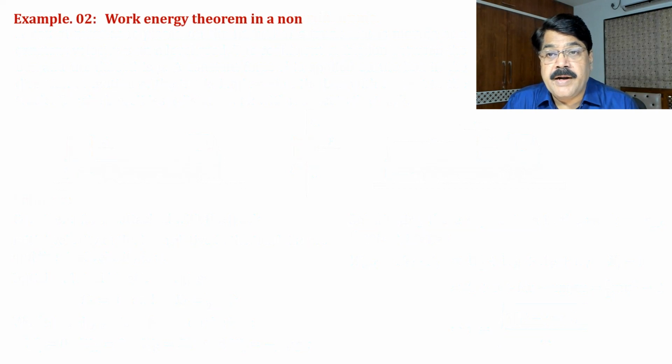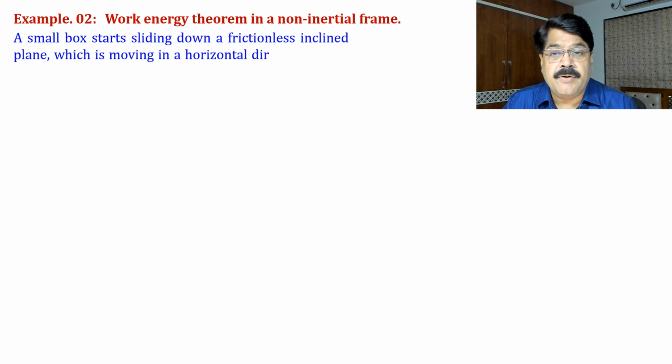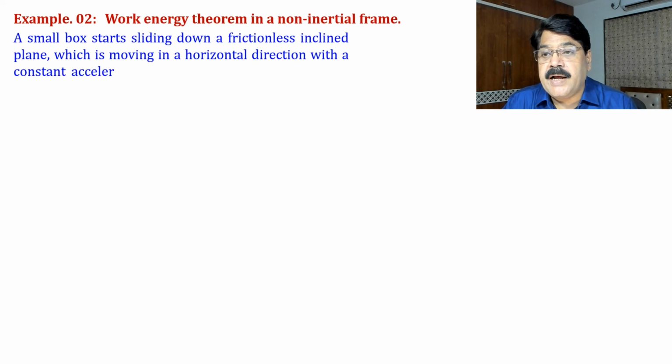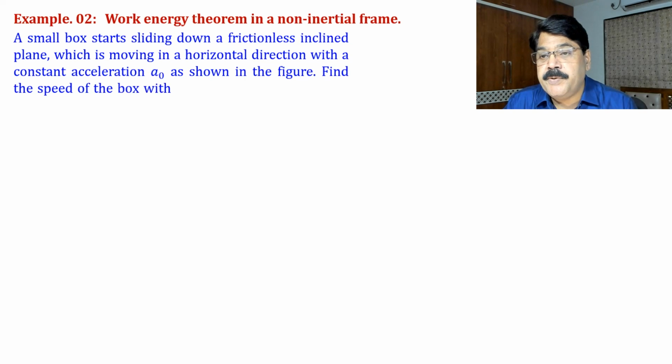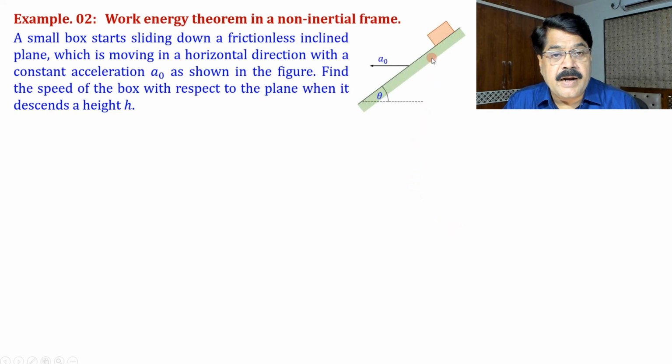Example 2, work energy theorem in a non-inertial frame. A small box starts sliding down a frictionless inclined plane which is moving in a horizontal direction with a constant acceleration a0 as shown in the figure. Find the speed of the box with respect to the plane when it descends a height h. See here in this figure, the inclined plane is given. Inclination of the plane is theta, and this inclined plane is moving towards left with a constant acceleration a0 without rotation, meaning its inclination is constant.